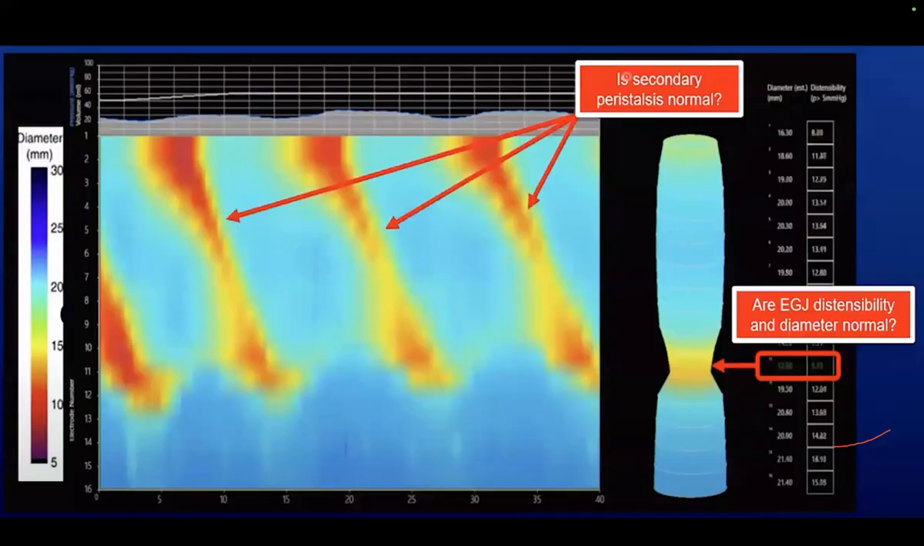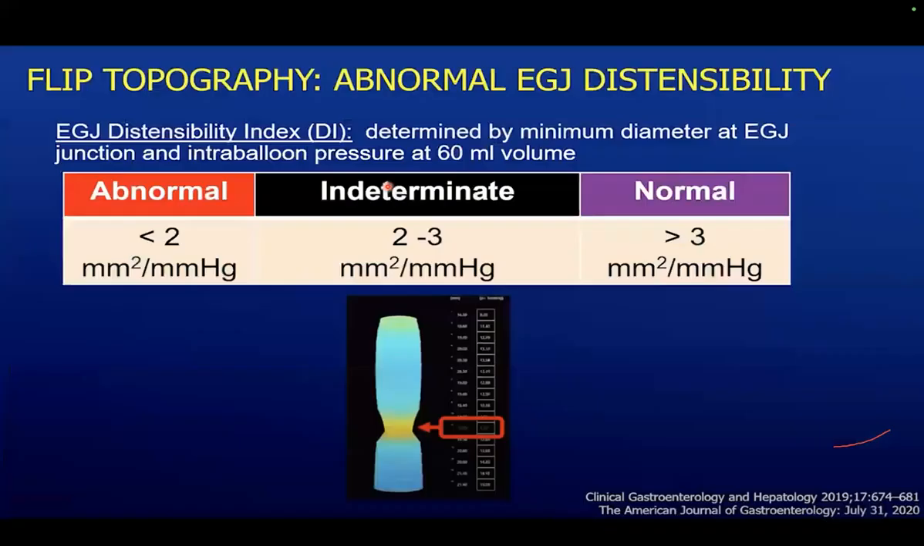So it will tell you two things: whether the EGJ distensibility and diameter is normal, and second, whether the secondary peristalsis patterns that you see are normal or abnormal. Correct? So now we have cutoffs, or most of the studies have tried to give cutoffs. A distensibility index of less than 2 is abnormal. A distensibility index of more than 3 is normal. And between 2 and 3 is the gray zone. Okay, so we are talking of the distensibility index at 60 ml of volume of the balloon that is inflated.